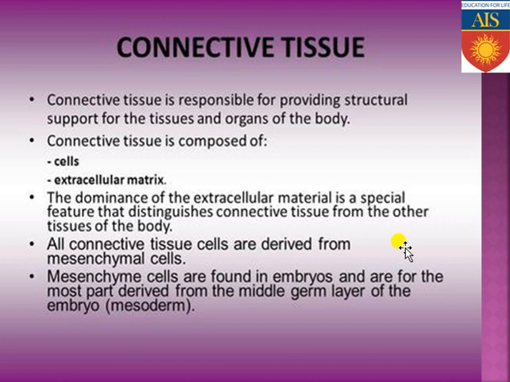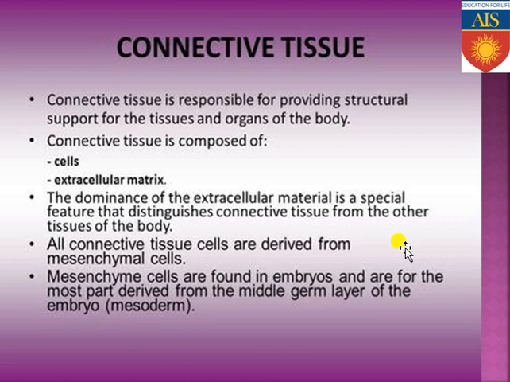Connective tissues are composed of various kinds of cells, and surrounding the cells there is a liquid matrix portion, commonly known as extracellular matrix. The dominance of the extracellular matrix is a special feature, because due to its presence this tissue is different from other types of tissues in the body. That much extracellular matrix is not available in any of the other tissues in our body.